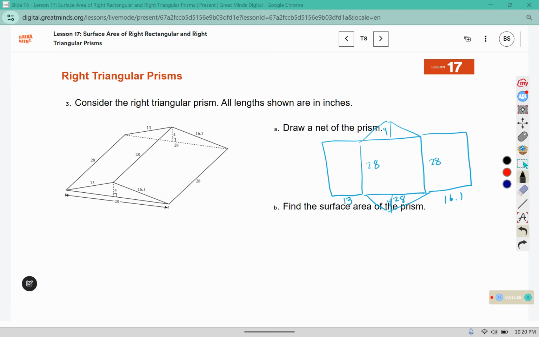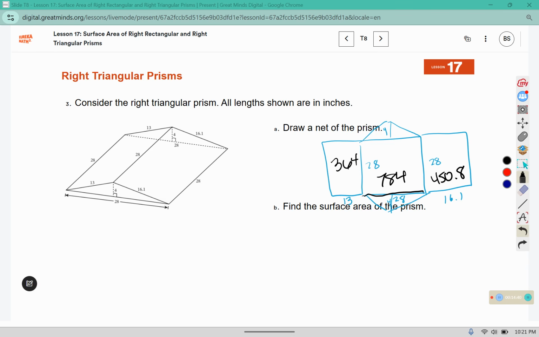Find the surface area of the prism. Well, these rectangles, this is a 13 by 28, so we'll multiply. 13 times 28 is 364. This one is a square that is 28 by 28 for 784. Then I have a 16.1 by 28, which is 450.8. And I have 2 triangles that have a base of 28 and a height of 4.